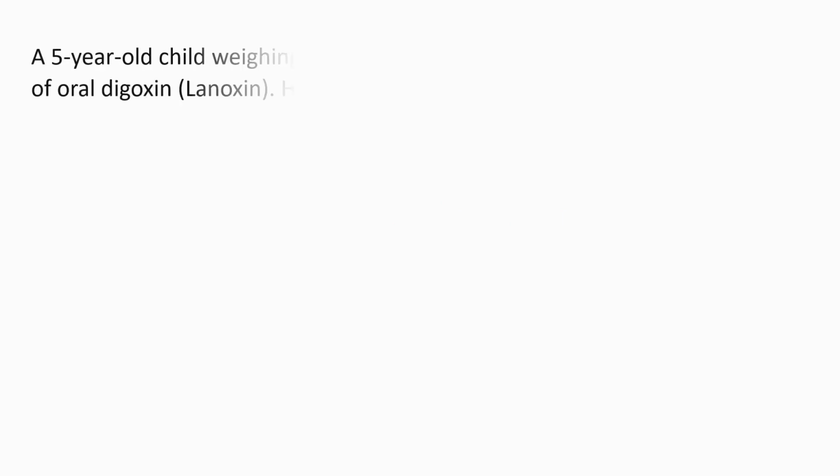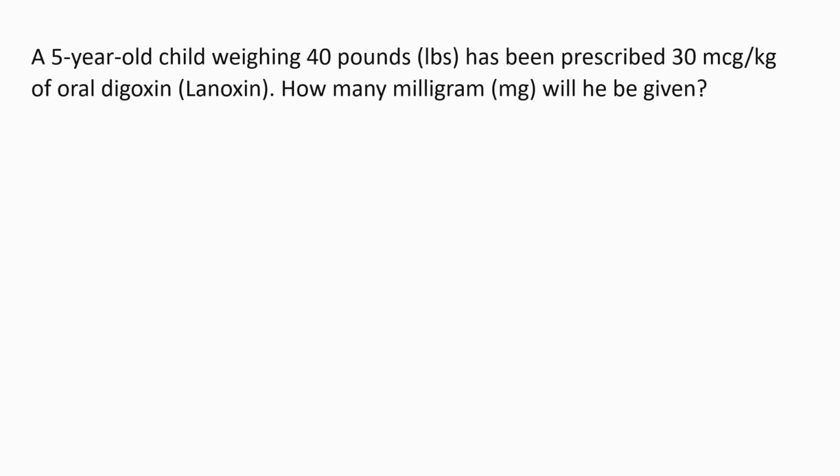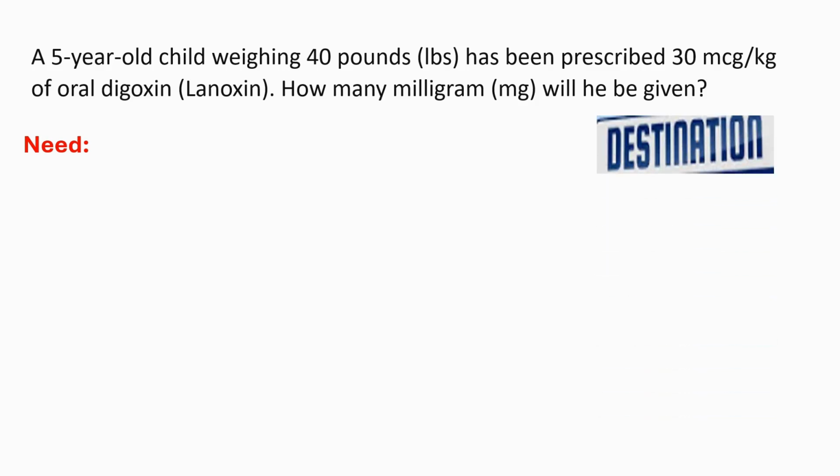All right, our question today is: a 5-year-old child weighing 40 pounds has been prescribed 30 microgram per kilogram of OG Jackson. How many milligram will he be given? So first thing we need to do is to check to see what we are looking for, what is our final destination. And our final destination is milligram. So we are looking for milligram.